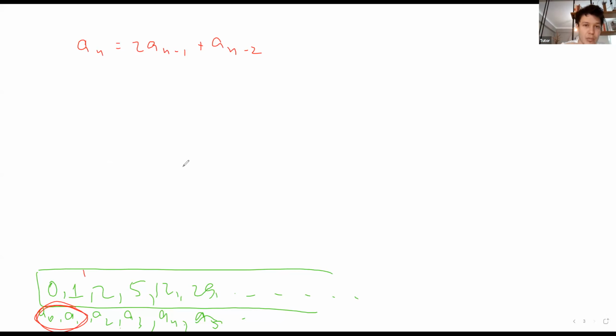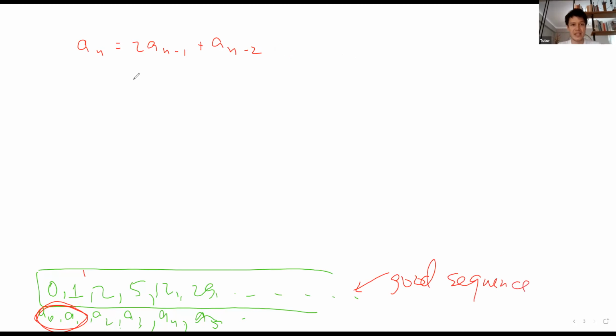If, for example, I had plus 3a_{n-3}, so the sequence looked back 3 terms, then I would need the first 3 terms. We'll see what's happening when I have 3 terms as well. The idea is that if you have the last 3 terms, then it would depend on the first 3 terms in the sequence. But for now, let's just focus on 2 terms. This is called a good sequence.